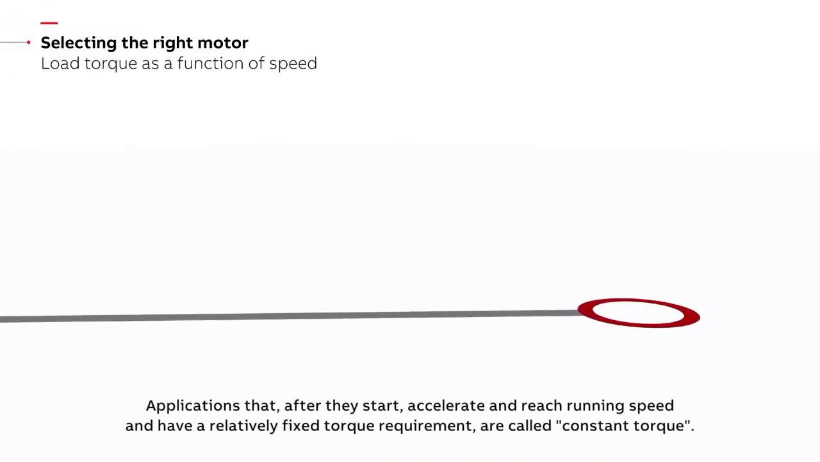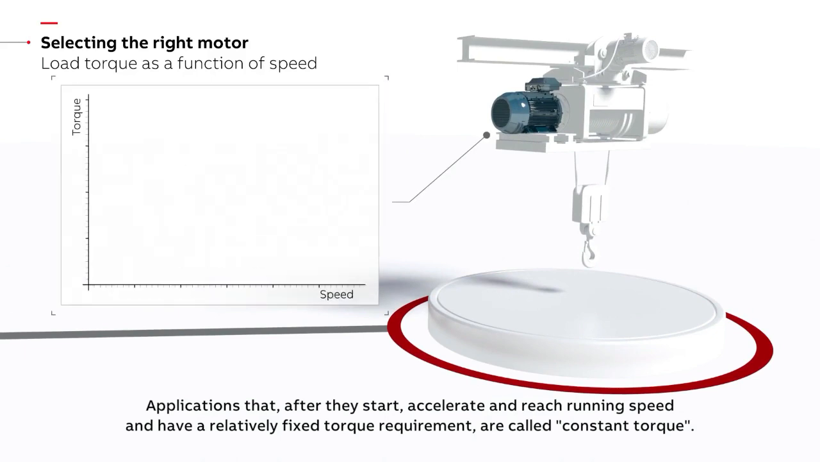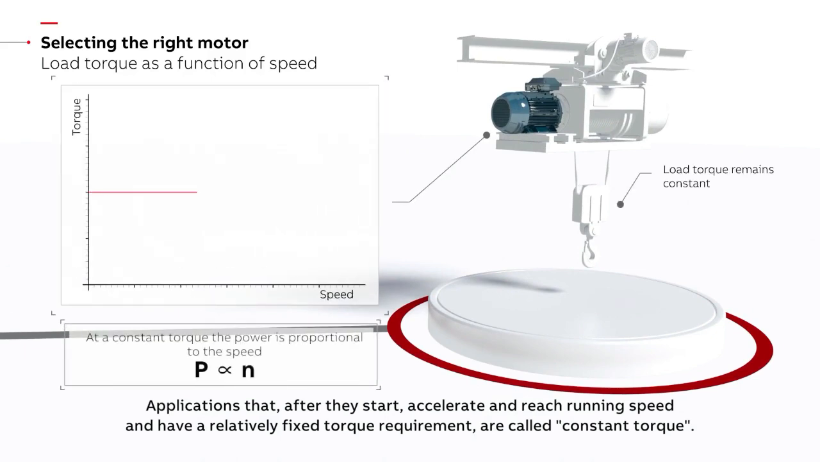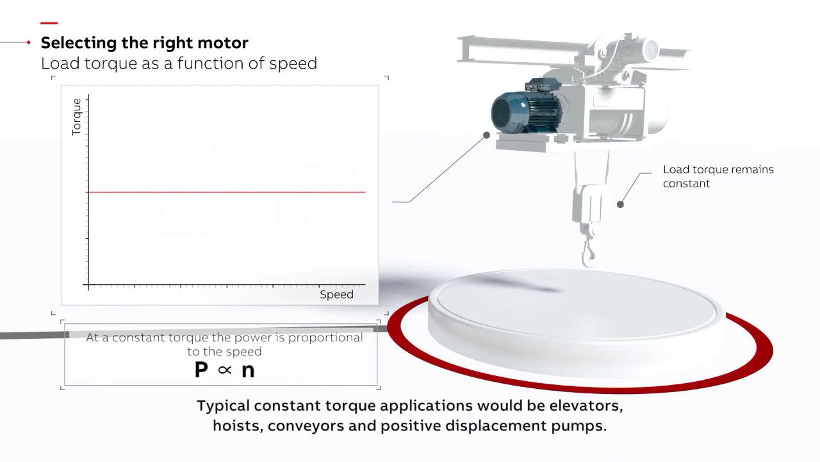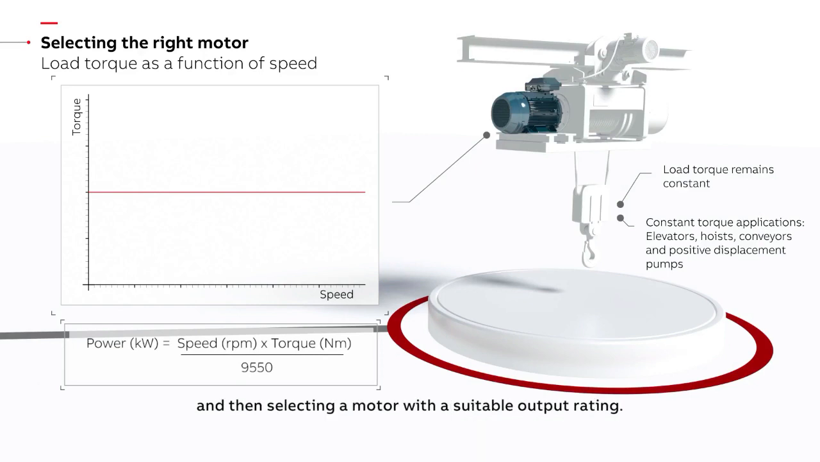Applications that, after they start, accelerate and reach running speed and have a relatively fixed torque requirement are called constant torque. Typical constant torque applications would be elevators, hoists, conveyors, and positive displacement pumps. Sizing the motor for this type of application is simply calculating the power required as a function of speed and torque using this formula, and then selecting a motor with a suitable output rating.